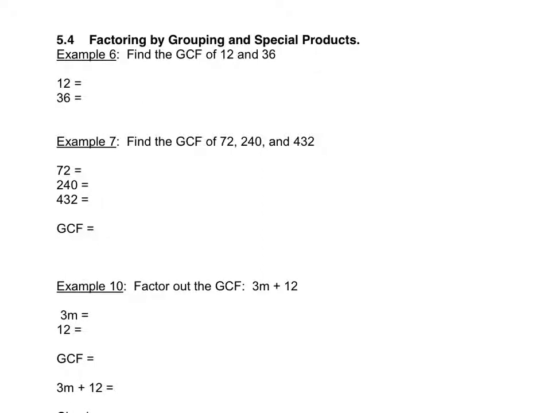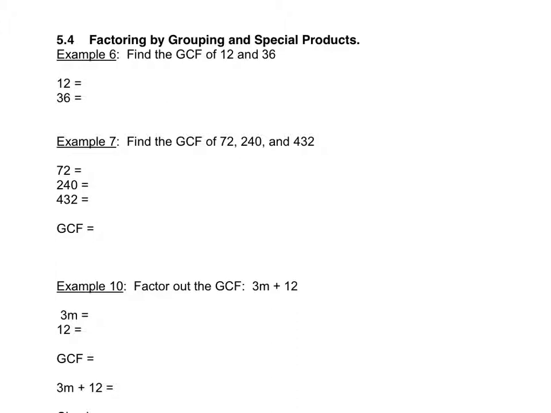Alright guys, today's goal is factor by grouping and special products. I skipped some examples of just factoring basic numbers, so that should be okay. But guys, I know there's a lot of examples, but this requires a lot of repetition to get to know it. So, greatest common factor between 12 and 36.